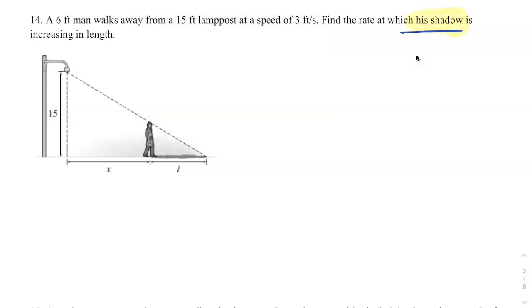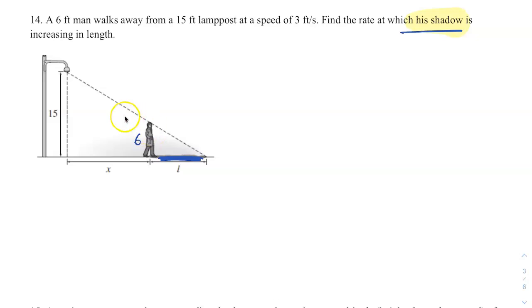His shadow. Because that changes whether we are talking about the whole thing, or about this little part right there. Since it's his shadow, we're only talking about this part. If we're talking about the shadow from the lamppost, it'll be the whole thing. So this is his shadow. This is the distance from the lamppost. This is how tall the lamppost is.